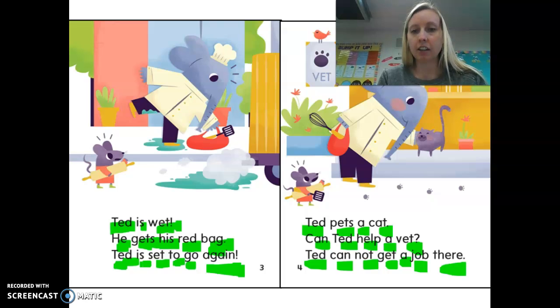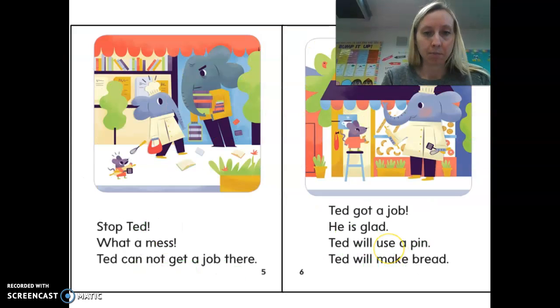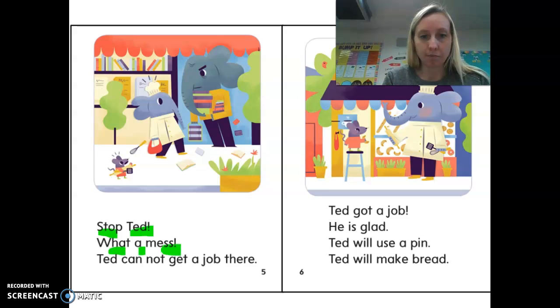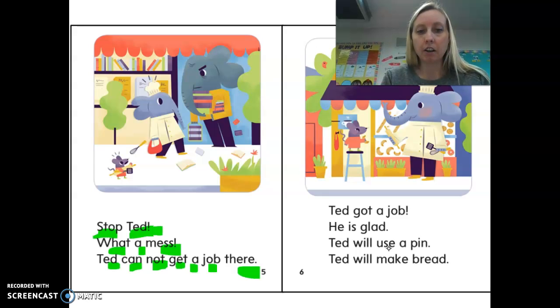Okay, together. Ted pets a cat. Can Ted help a vet? Ted cannot get a job there. Okay, your turn. Okay, together. Stop, Ted. What a mess. Ted cannot get a job there. Okay, last part.